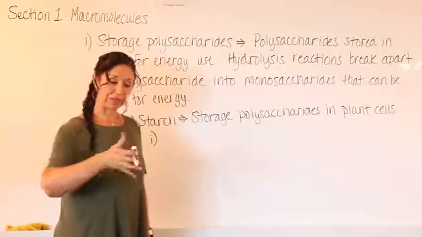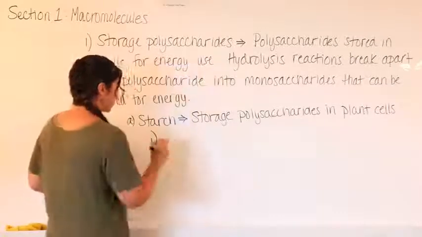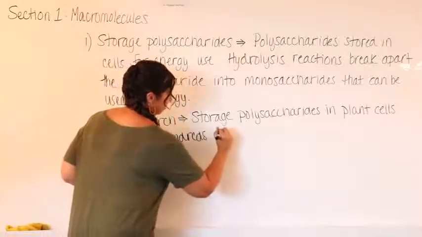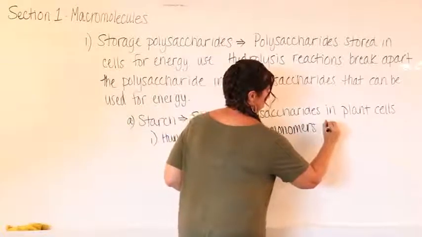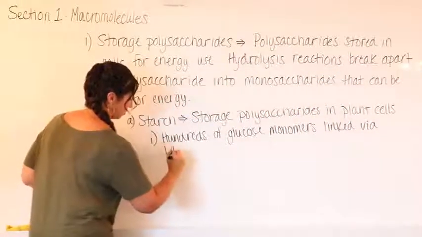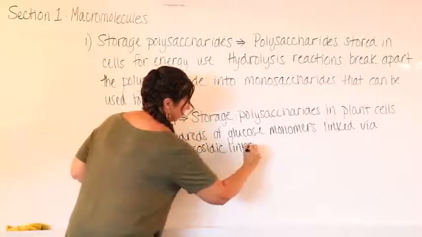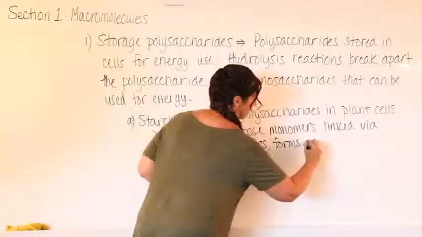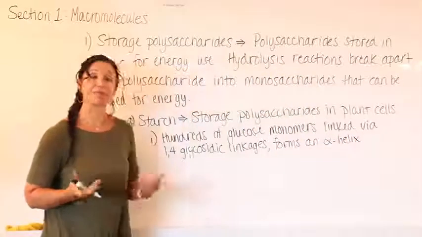That's just the normal nomenclature we use for a spiraled shape in organic chemistry and biochemistry as well. Whenever you see a spiral, it's called a helix. Depending on what direction it's going, it could be alpha or beta. It's kind of neat. So starch is hundreds of glucose monomers linked via 1,4 glycosidic linkages, and what you need to know is it forms an alpha helix. That's the Greek symbol alpha. It's Greek A.